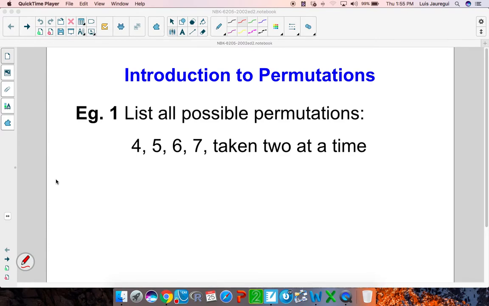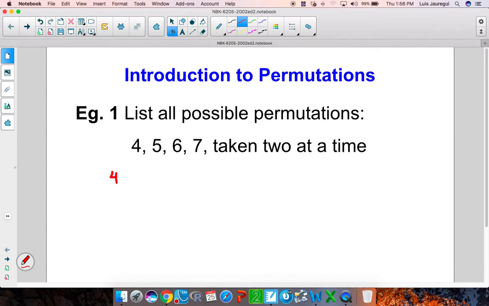In this video we'll have an introduction to permutations. Let's take a look at example 1. List all possible permutations. We're given 4, 5, 6, and 7 and we're going to take 2 at a time. Recall that permutations are just ordering of those numbers. But since we're taking 2 at a time, I'm going to start off with 4.